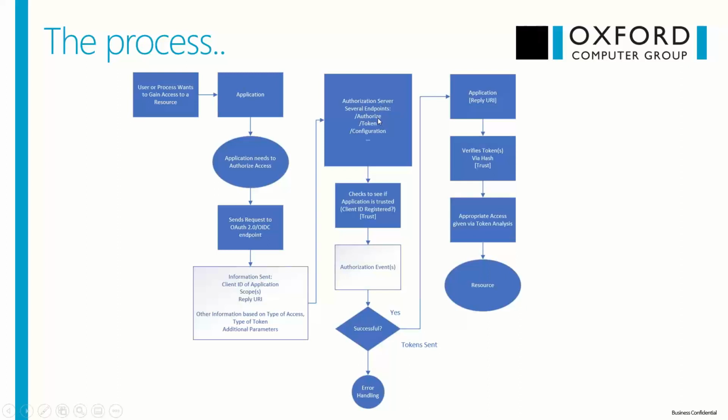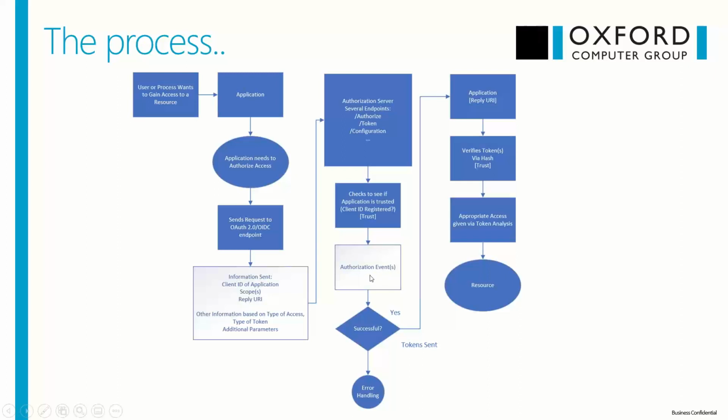And the authorization server has several endpoints. You have an authorization endpoint, you have a token endpoint. Tokens can come from either one of those two endpoints depending on what you are trying to get, whether you have implicit flow or not. There's a configuration endpoint. And so once you go to your authorization server endpoint, it checks to see if the application is trusted. If you've registered that application, it's sending the application ID over to it. And then once it's trusted, it fires off some type of authorization event.